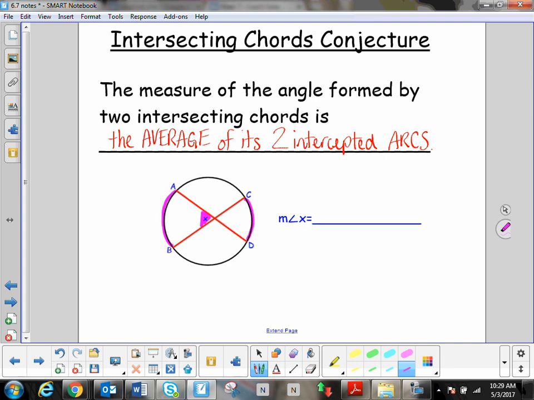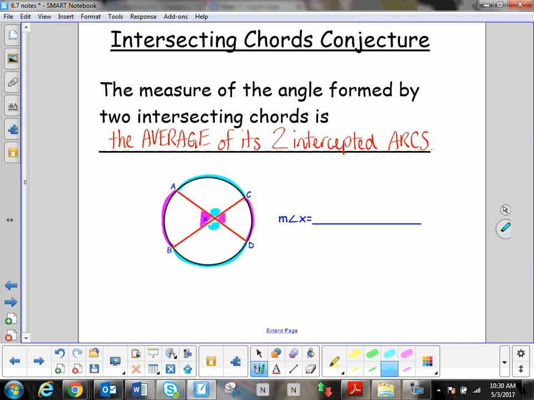Now remember this pink angle right here, X, is going to be the same as this angle because why? They're vertical angles. So either one of those, you can see both of those intersect these two arcs. So that's what it means by its two intercepted arcs. Same thing goes for the other side. If I'm going to find this angle right here, it's going to be the same as that one due to vertical angles, and that is related to this arc and that arc.